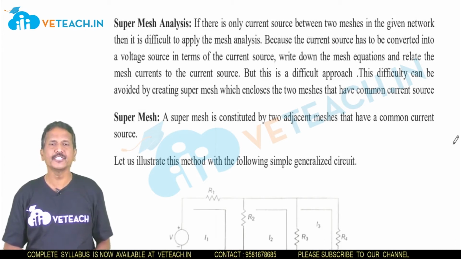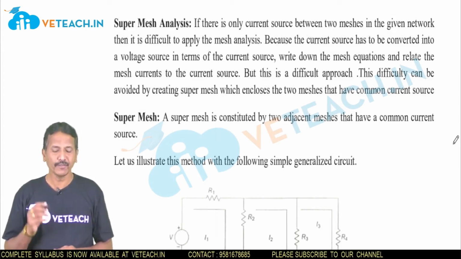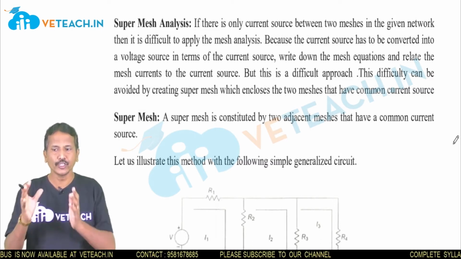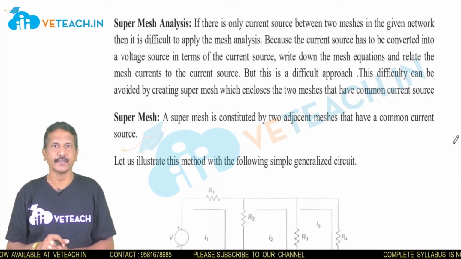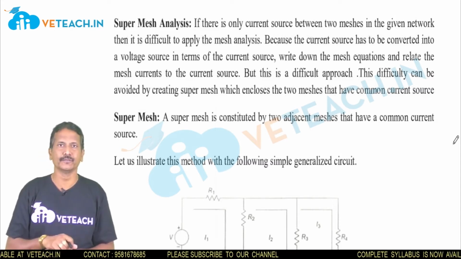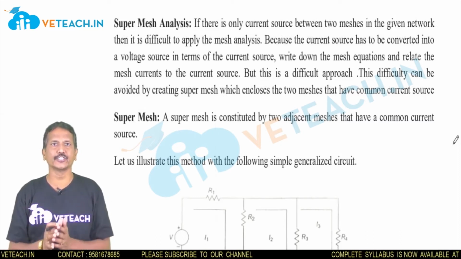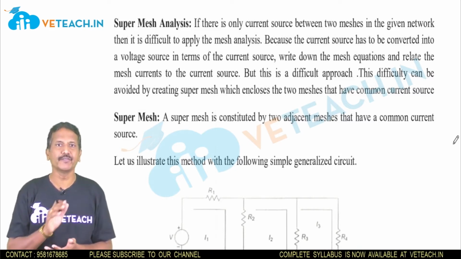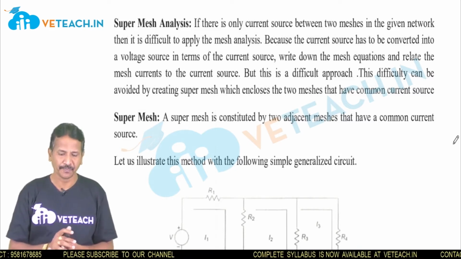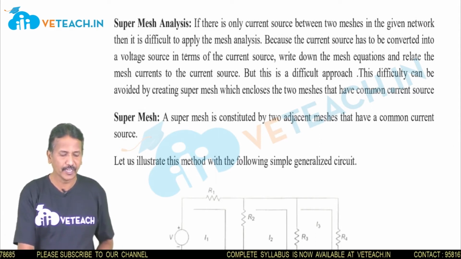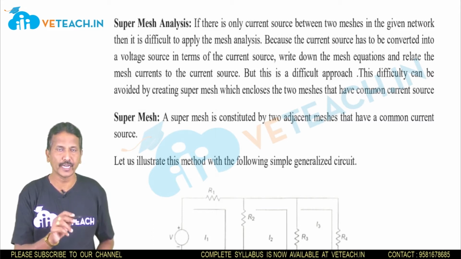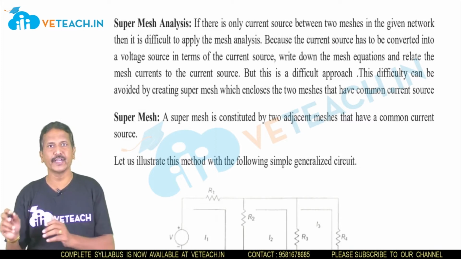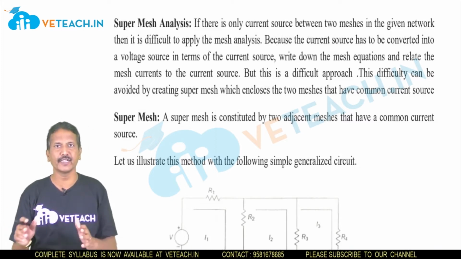Super mesh is nothing but what? It is when there is only one current source between two meshes. Two loops are there, and in the two loops, if only one current source is there, the current passes into both loops. So we don't have to write two relations, two loop equations. Instead of two, we take only one value, and that value is a current value. In the given network, it is difficult to apply mesh analysis. When two loops are there and in between a current source is there, then writing the relation is somewhat typical.